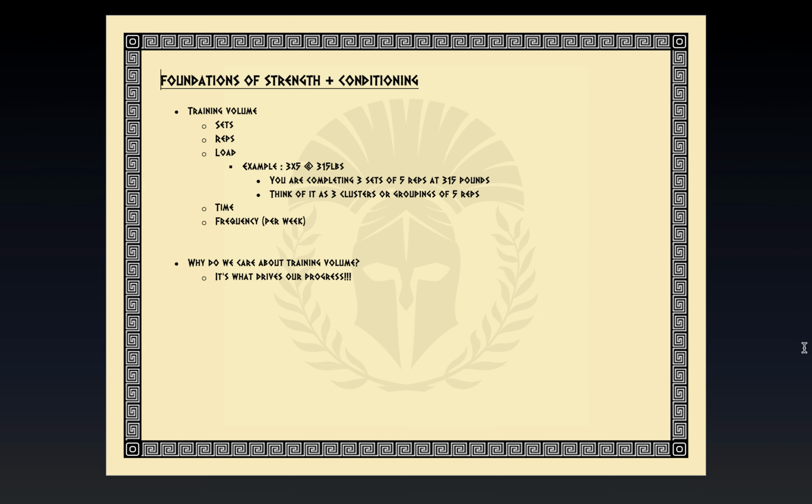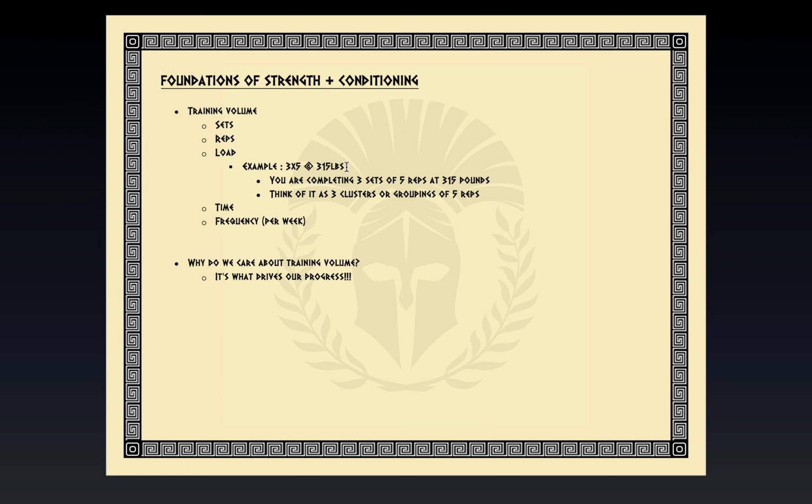When we look at training volume, a couple of very basic principles within there: sets, reps, and essentially the load that you're using. Reps, very common one, but I have it listed second here, is just literally going to be the amount of repetitions that you complete of said exercise. So the sets then is how many groupings of those repetitions that you're getting done. The example that I provided down here underneath load is 3 by 5 at 315 pounds, right? You have 3 sets by 5 repetitions at 315 pounds.